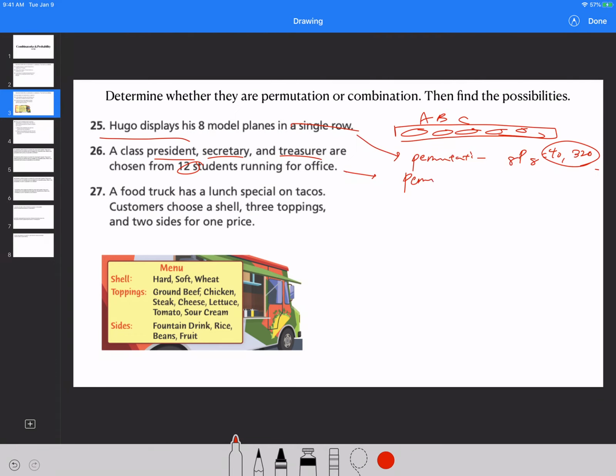President, secretary, treasurer, choosing from 12. Again, that's a permutation. The positions are specified. So it's 12P3, since that's 3 positions. So I'm going to do 12 P 3, and I get 1,320 different ways.